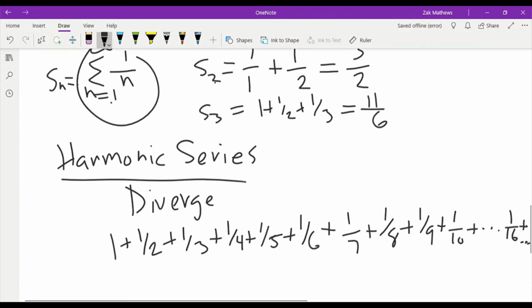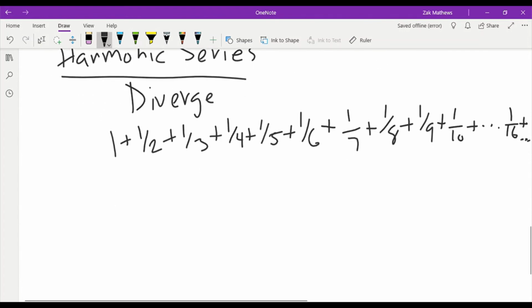Let me start adding these together, though. 1 is obviously 1, but let's look at what happens if I add the 1/3 and the 1/4. If I add 1/3 and 1/4, that is something greater than 1/2. That's an approximation. I don't care exactly what its value is, but I know it's greater than 1/2.